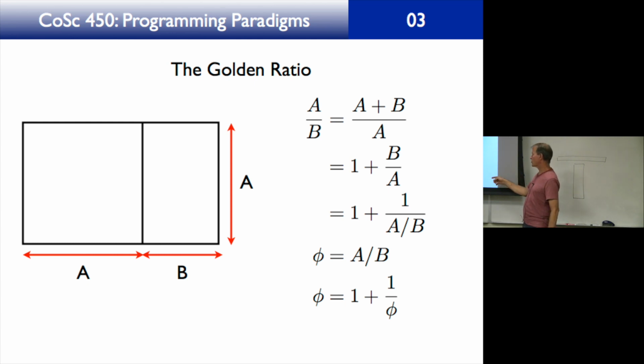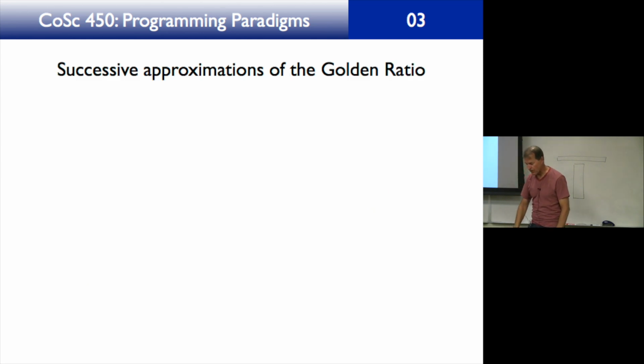And what you could do is you could solve this. You could multiply both sides by phi and use the quadratic equation and get the square root of 5. That would all come out of that. But instead of showing that route, what we're going to do is successive approximations of the golden ratio. Because look, what we're saying is that phi is 1 plus 1 over phi. So here's what we're going to do. We're going to define phi sub 0 to be 1.